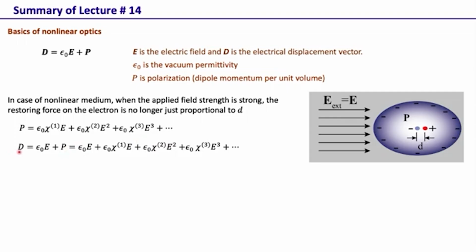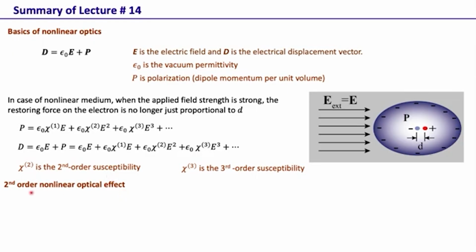Similarly, the displacement vector will have terms that are proportional to E square and E cube and so on. And we saw that chi2, the proportionality constant, is the second order susceptibility, chi3 is the third order susceptibility, and so on. A material can have chi2 and need not have chi3, and it can have chi3 and need not have chi2. It all depends on the symmetry that the material or medium has, and that will decide which non-linear susceptibility it has and which it doesn't have. Even among the non-linear susceptibilities that it has, which one is bigger, which one is smaller, and so on.